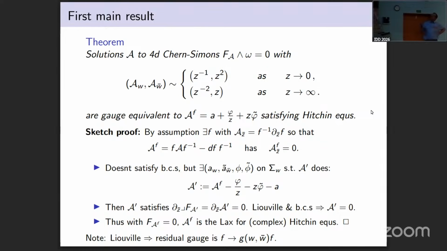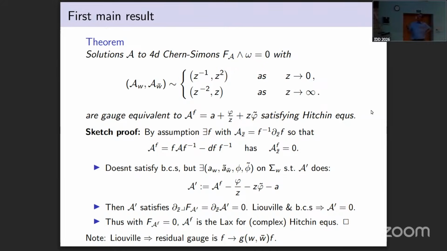So then the theorem is that solutions to the 4D Chern-Simons with these boundary conditions are gauge equivalent to the Lax pair for the Hitchin system. And the proof goes by saying that we assumed ab initio that these bundles were going to be trivial on the Riemann sphere. So we can find a trivialization which is holomorphic. This sets the AZ bar equal to 0. And if we do that, though, what we find is that the new A doesn't satisfy the boundary conditions. But we can correct it. So it deviates from the boundary conditions I imposed on the previous slides by 2 components at the origin and 2 at infinity. So we can correct it by those 4 components to make sure that it does, to form an A prime.